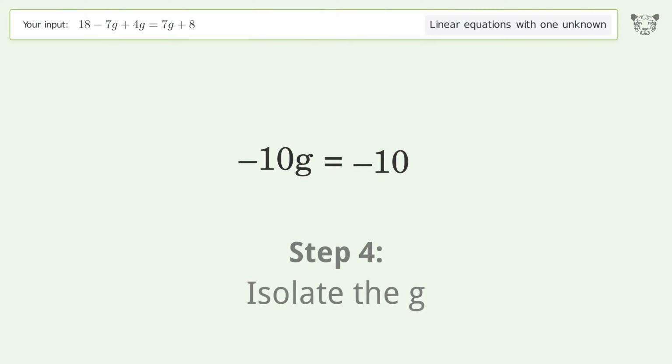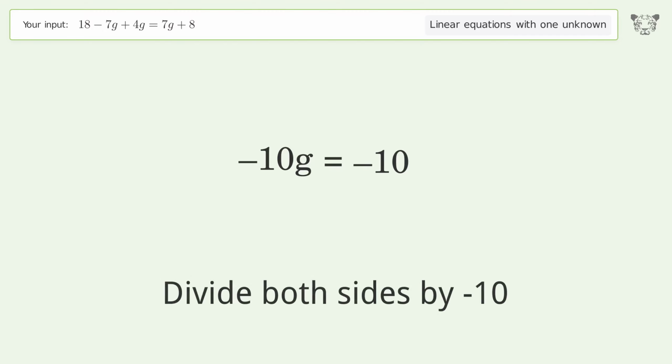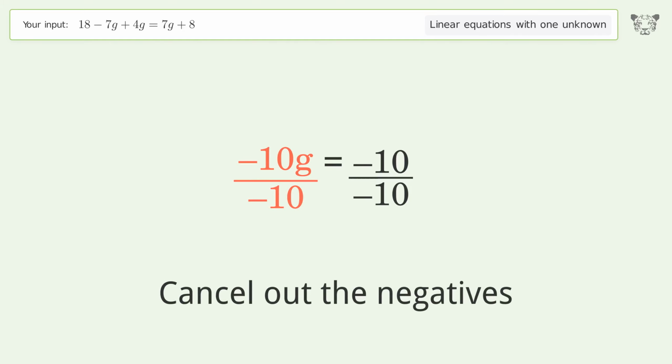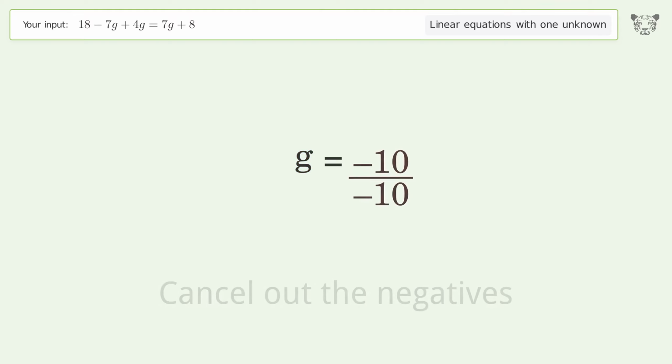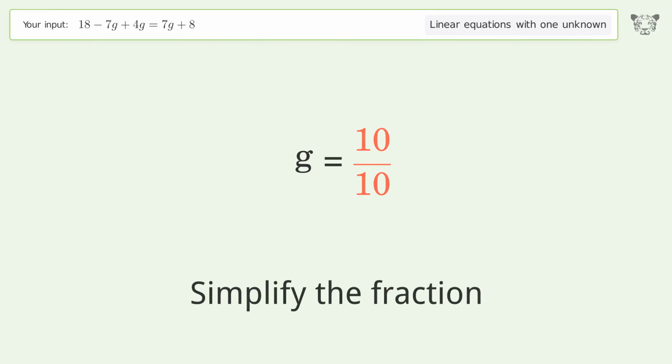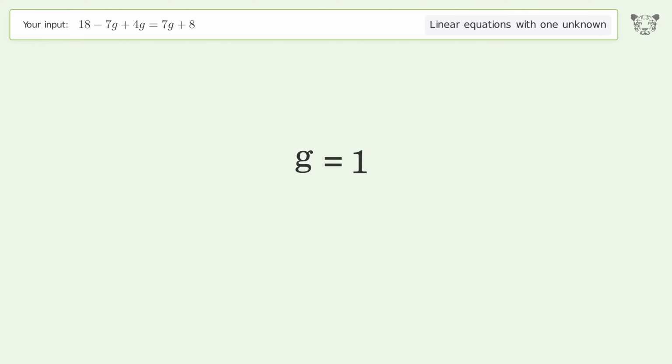Isolate the g. Divide both sides by -10. Cancel out the negatives. Simplify the fraction. Cancel out the negatives. Simplify the fraction. And so the final result is g equals 1.